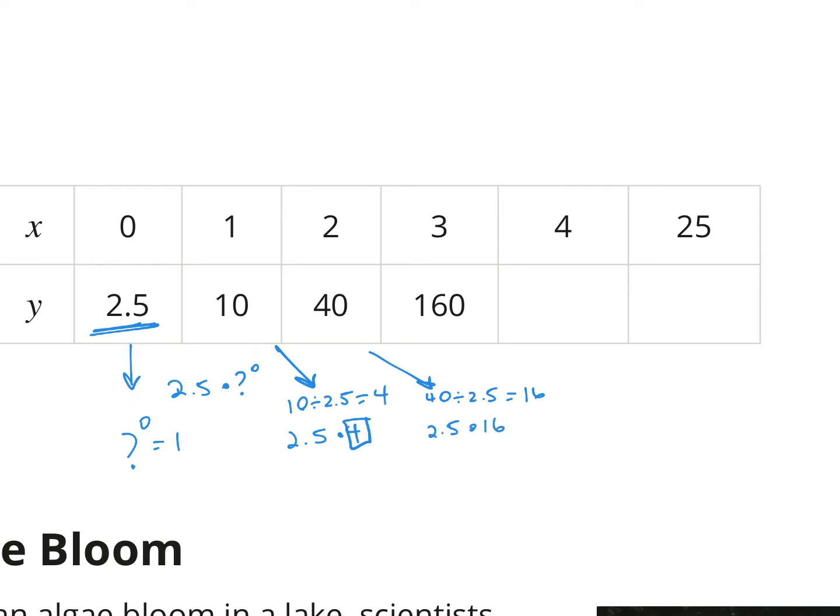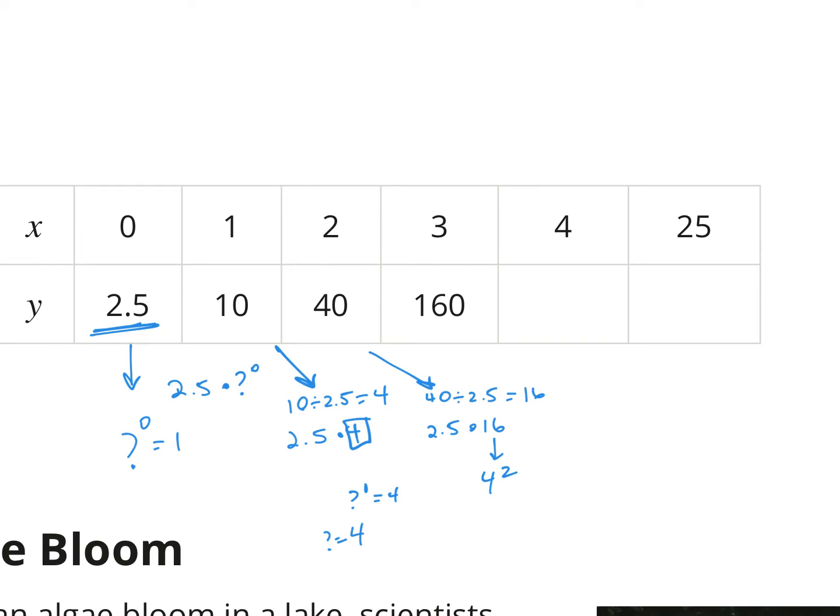So now let's pause here and let's think about, well, if I have something to the first power, what does that base need to be in order for it to equal 4? Well, that's pretty simple, right? I know that my base is going to be 4. So my question mark is 4. And that makes sense here, right? This is 4 squared. So I know that each time I'm multiplying 2.5 times 4 to whatever power.